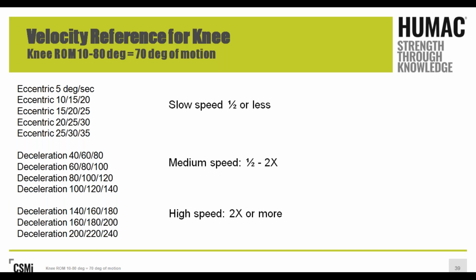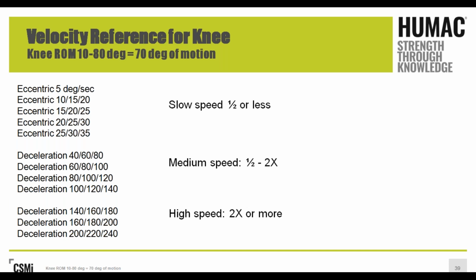So when we talk about deceleration training, we're going to increase the speed of the eccentric movement to increase the eccentric force production. And again, normally it's a 1 to 2 ratio, eccentric to concentric. So for every 20 degrees per second that we're going concentrically, we're going to move 40 degrees eccentrically. So it's twice as fast coming back.